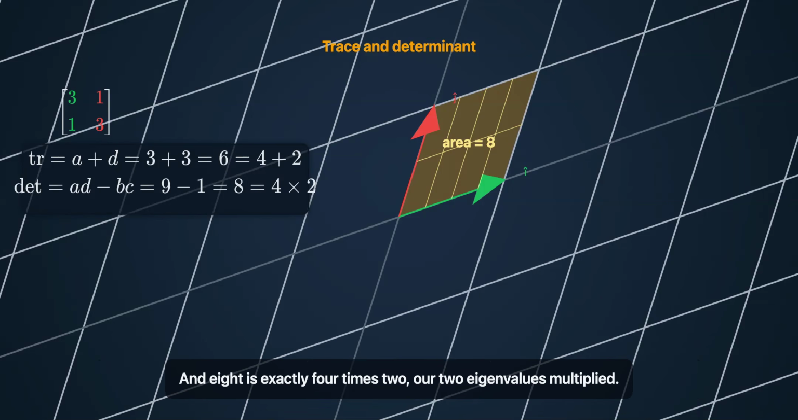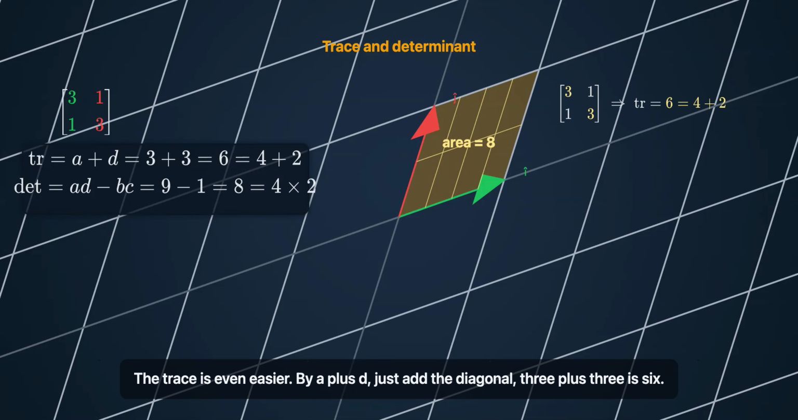And 8 is exactly 4 times 2, our two eigenvalues multiplied. Eigenvalues always multiply to the determinant. The trace is even easier. By a plus d, just add the diagonal. 3 plus 3 is 6, and 4 plus 2 is 6 as well. Eigenvalues always sum to the trace. So before trusting any eigenvalues you compute, add them and multiply them. Miss the trace or the determinant, and you know you slipped.